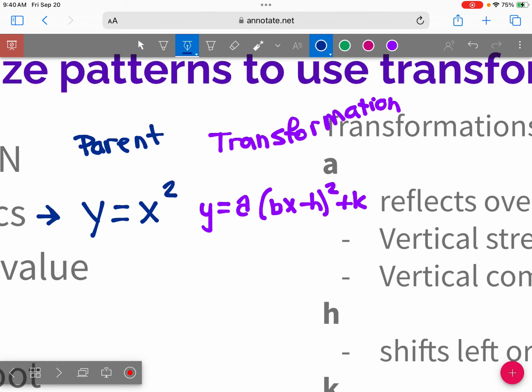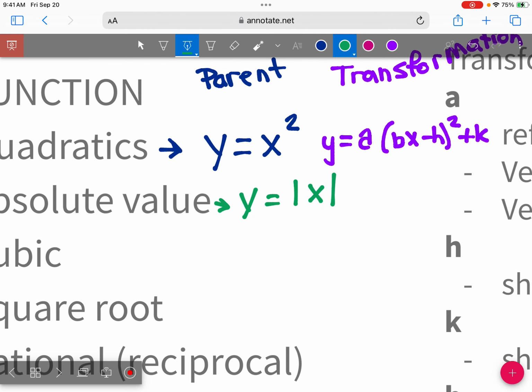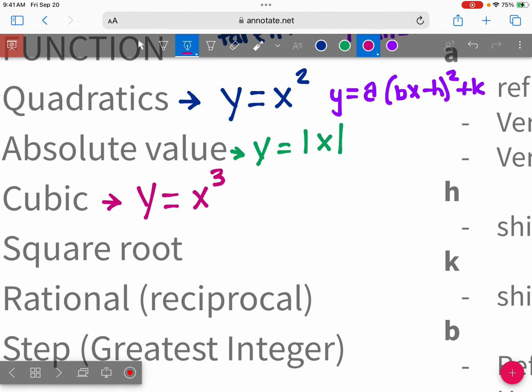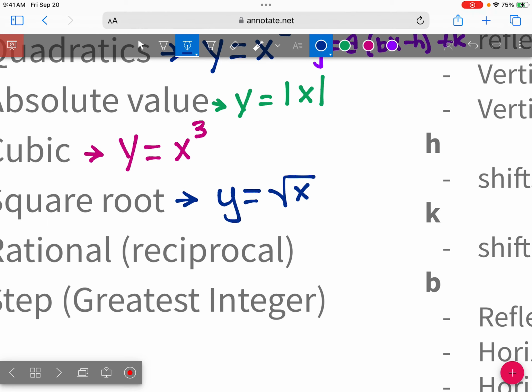What is the parent function for an absolute value? Absolute value of x. What is the parent function of a cubic function? X cubed. Yep. Our square root function, square root of x. Our rational functions, y equals 1 over x.